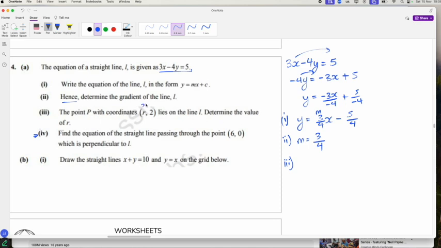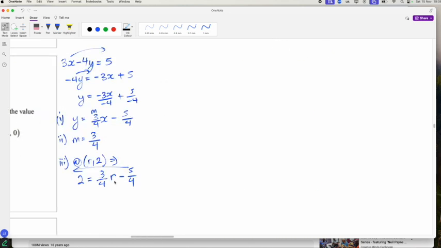Well, that's x and y, and all they're asking for here is what is x when y is 2. So at R, 2 implies you have y is 2, so that is 2 is equal to 3 over 4 R, because R is x, minus 5 over 4. Well, I guess I'll throw this across on this side. So now I can have 3 over 4 R is equal to plus 5 over 4, and instead of 2, I'm going to use 8 over 4.